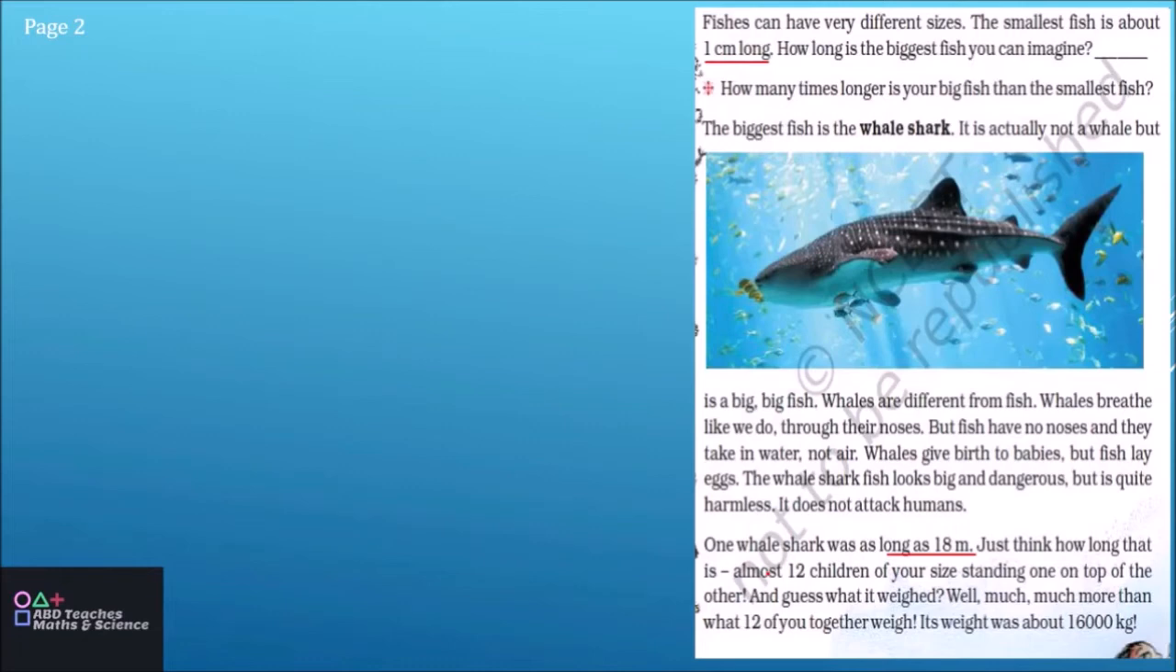Just think how long that is. Almost 12 children of your size standing one on top of the other. That means 12 children of your height standing one on top of the other will measure the same as 18 meters. Now guess what could be the weight of that whale? Well, much more than what 12 of you together weigh. Its weight was about 16,000 kg. Now let's get back to the question about how long is the biggest fish you can imagine.